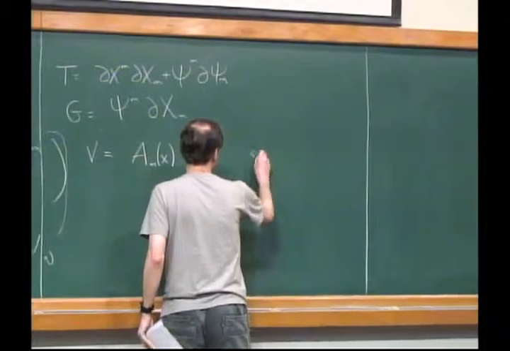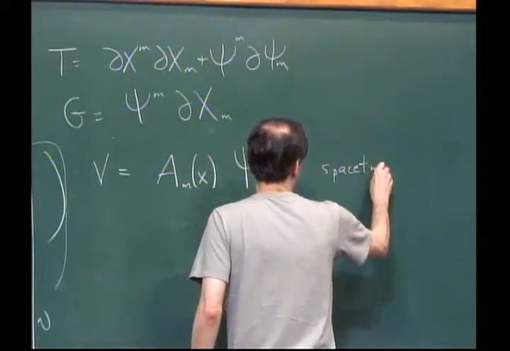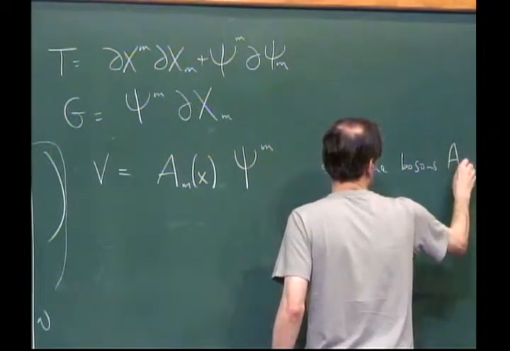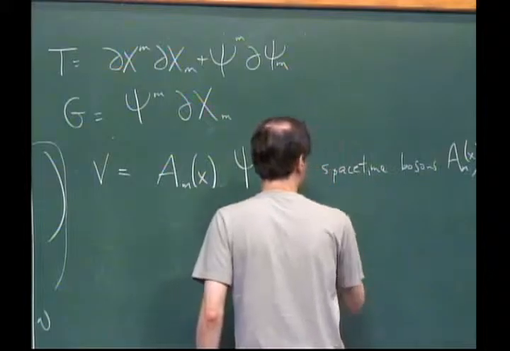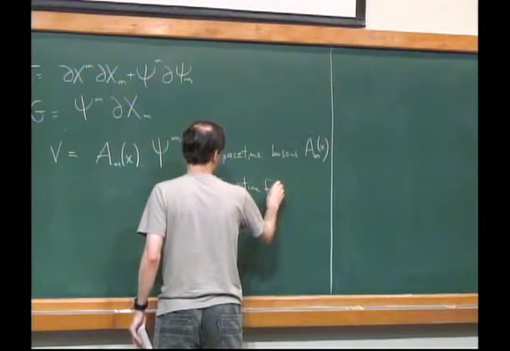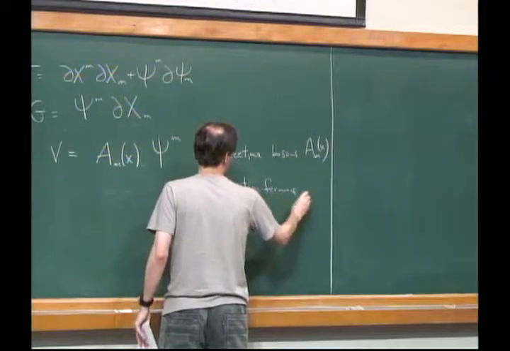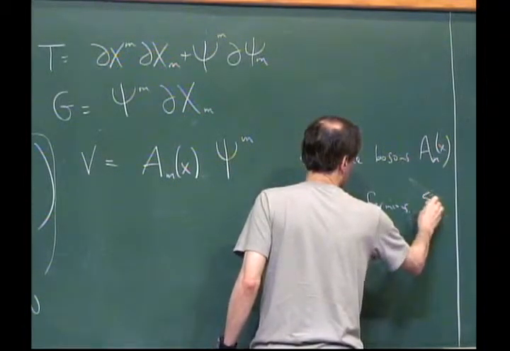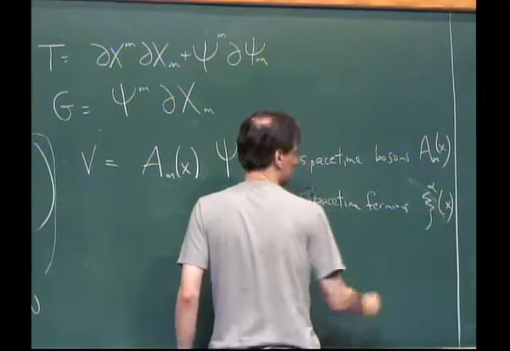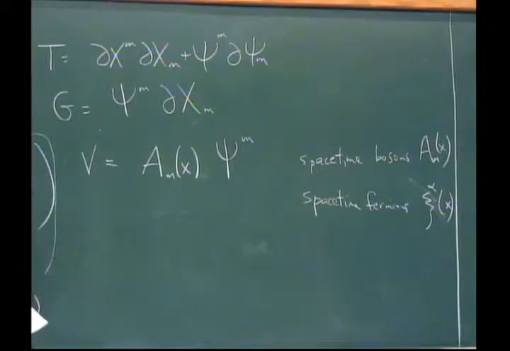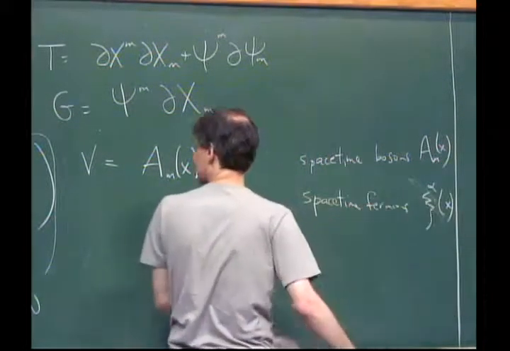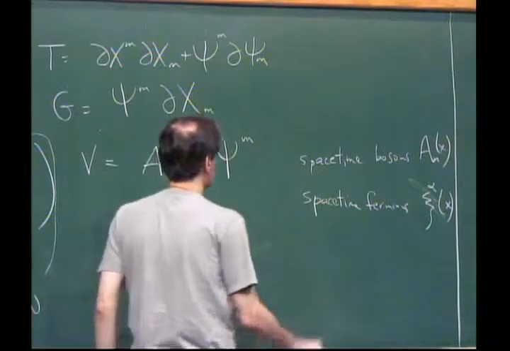These are space-time bosons. This is A m. But they're also space-time fermions. Let me call it psi. So if I call this the gluon, this is called the gluino. This is a vector in space-time. That's why I had the index m. So m is 0 to 9.